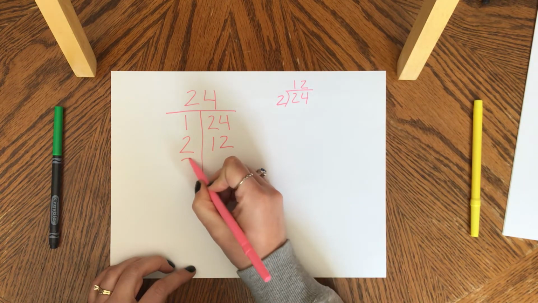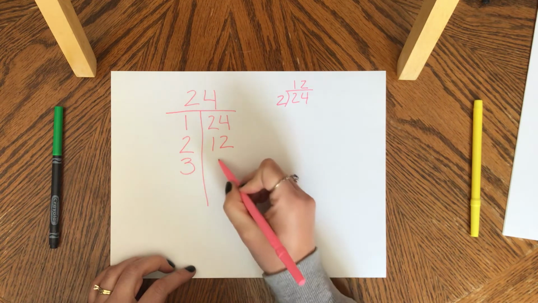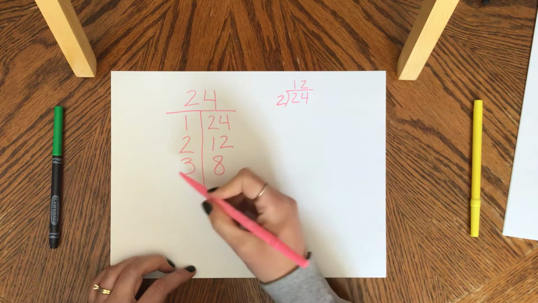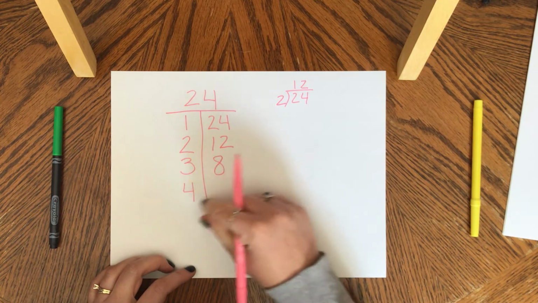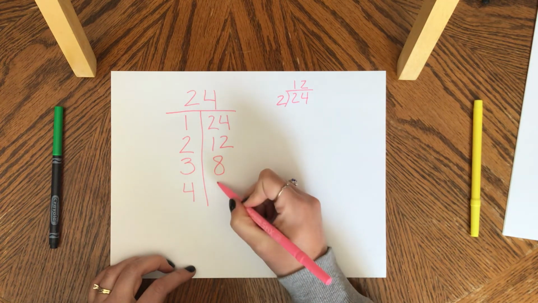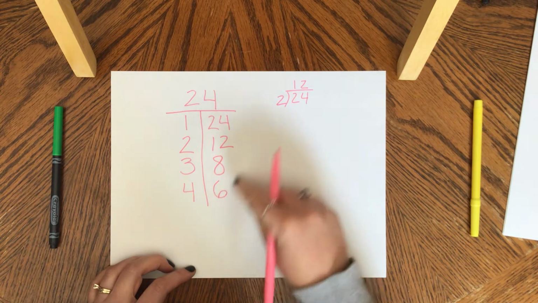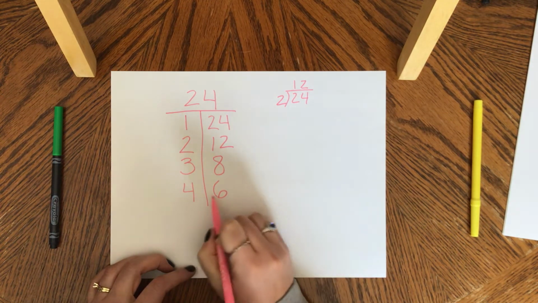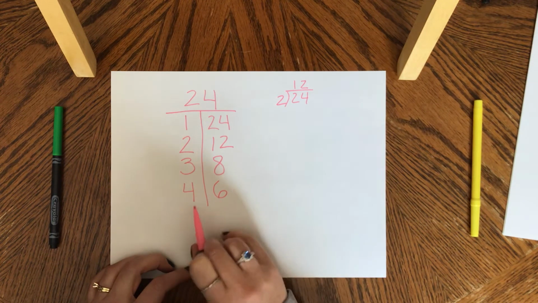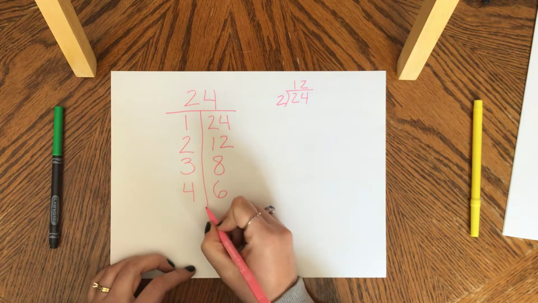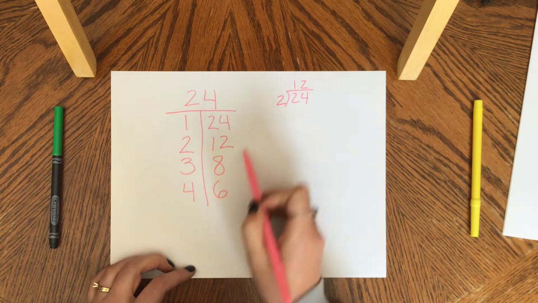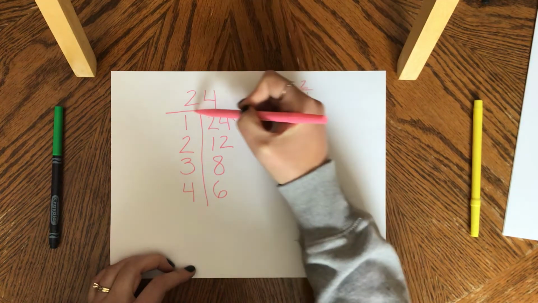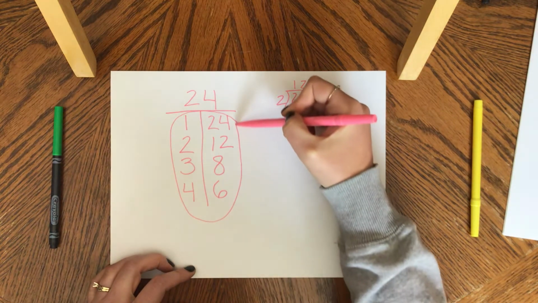So I think 3 goes into 24 because 3 times 8 equals 24. 4 goes into 24 because 4 times 6 is 24. Now when I get to the bottom of this list, I can see that 4 and 6 are very close to each other. The only number that comes between them is the number 5. And I know that 5 does not go into 24. So these are the factors of 24.